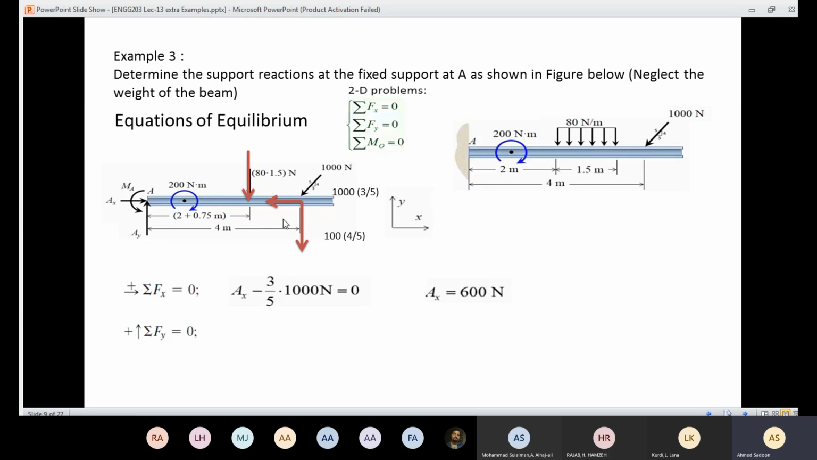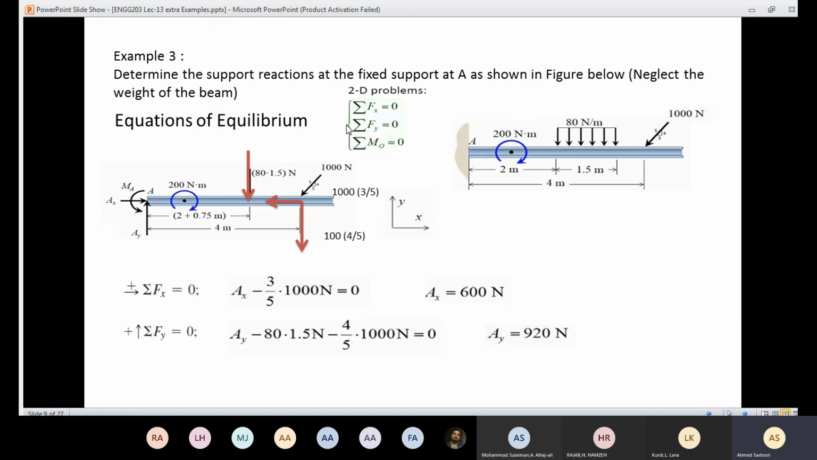And here in the y-axis we have AY, which is going to be positive. Directed down, here we have that force 1000 times 4 over 5, which is going to be negative as well. Here we have 3 forces. We have AY positive, we have this one negative, we have that one which is negative as well. Here again we have only one unknown. The equation is going to be very simple. We are going to evaluate the value of AY. AY came out to be 920 newtons.